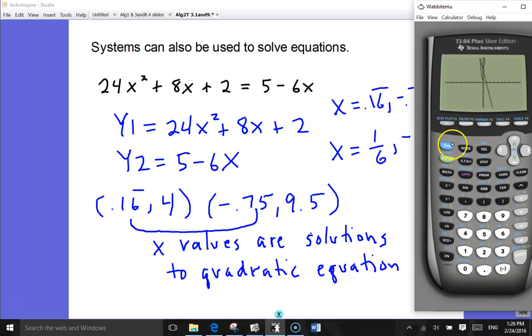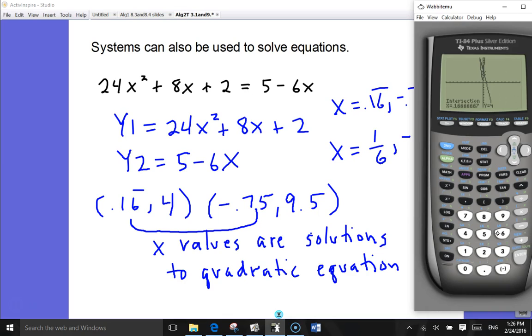So let's do second, trace, 5, good, enter, enter, enter. So let's see, it found the first one, which was to the right. You could see because it's a positive x, 0.16, so it's right there. That's this one right there, 0.16 repeating, and the y-coordinate is 4.